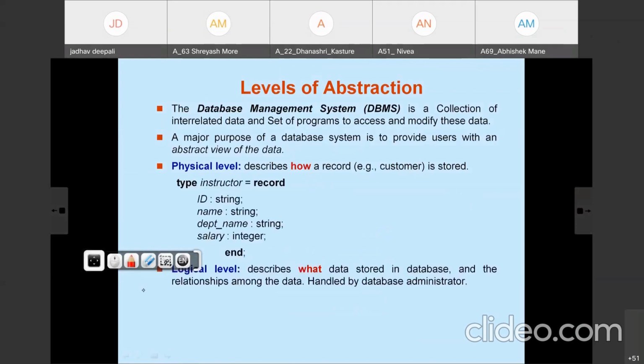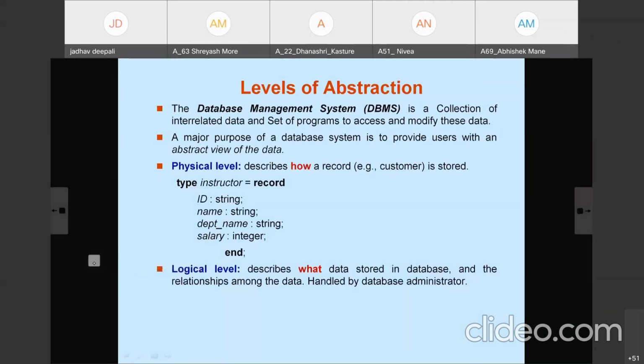Now the logical level. The logical level describes what data is stored in the database and the relationship among the data, and it is handled only by the database administrator. It means an instructor record is there, so an instructor table is created with ID, name, department name, and salary.